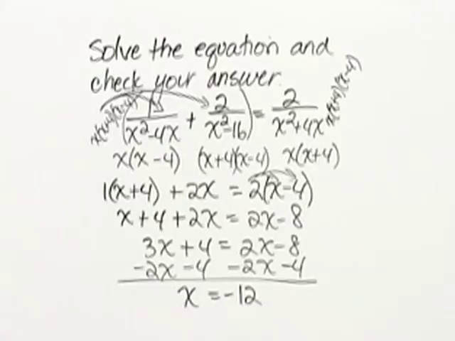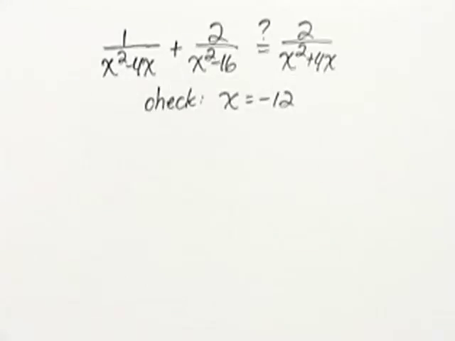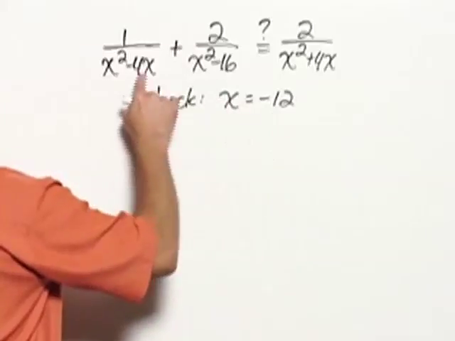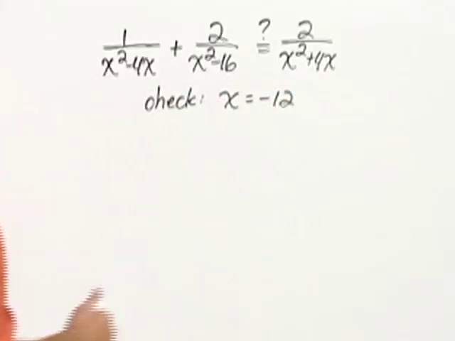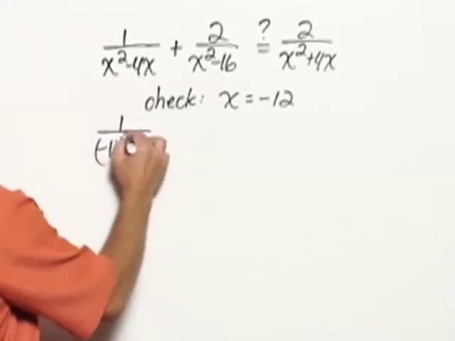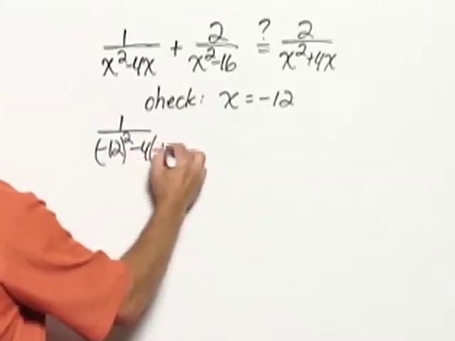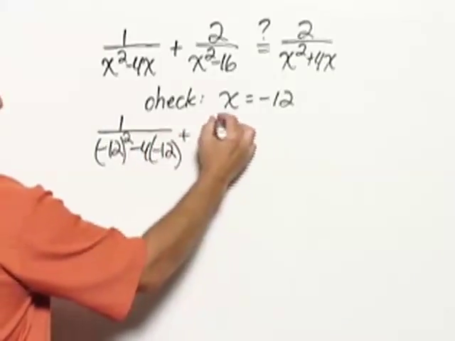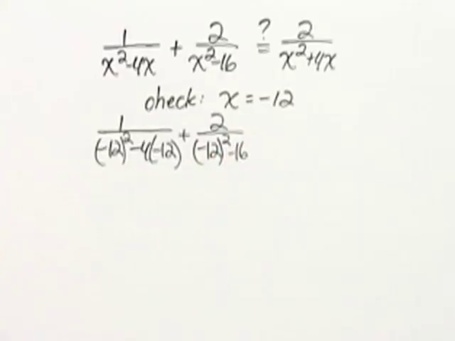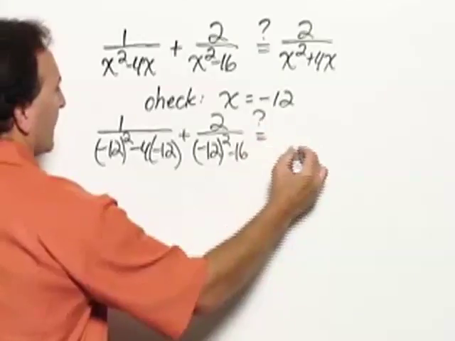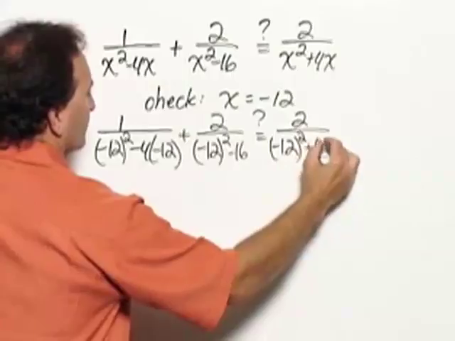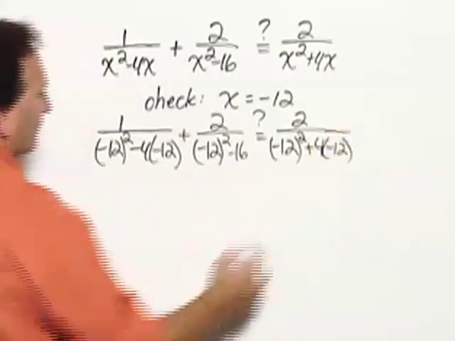in the original equation. So here we have the original equation, and we're going to check to see if when we substitute negative 12 in place of each of these x's, we get a true statement. So we have 1 over negative 12, the quantity squared, minus 4 times negative 12, plus 2 over negative 12, the quantity squared, minus 16. We want to know, does that equal 2 over negative 12, the quantity squared, plus 4 times negative 12?